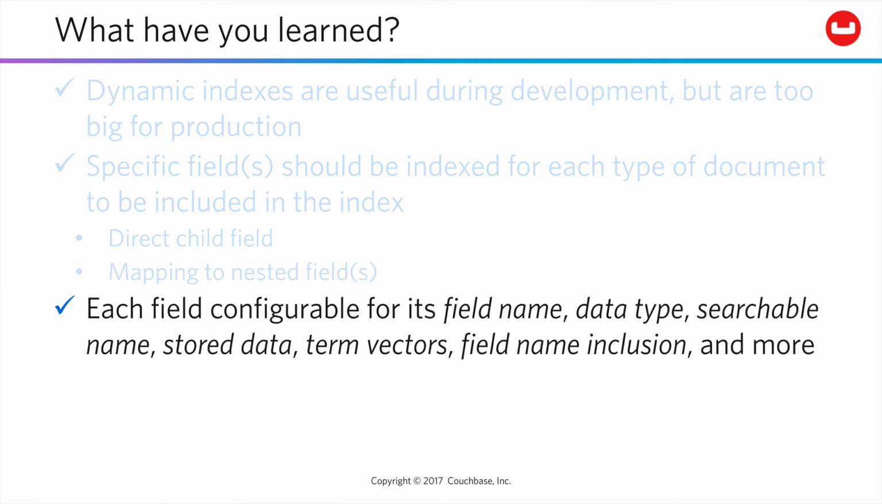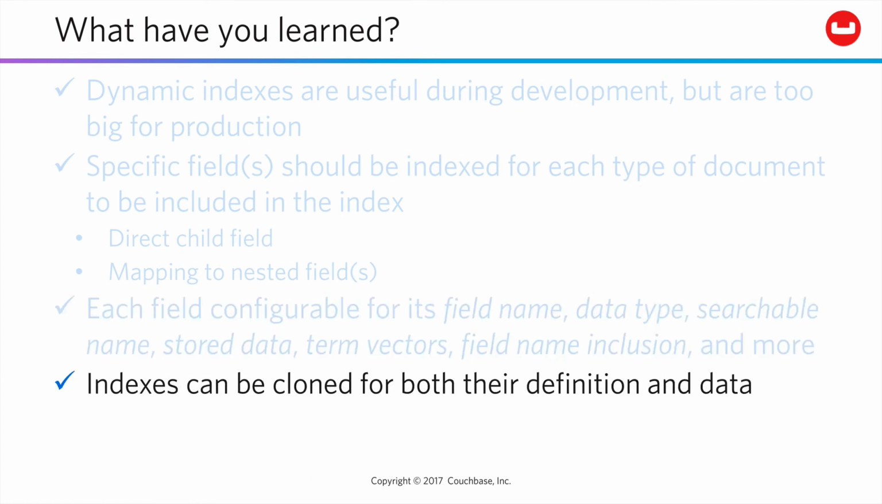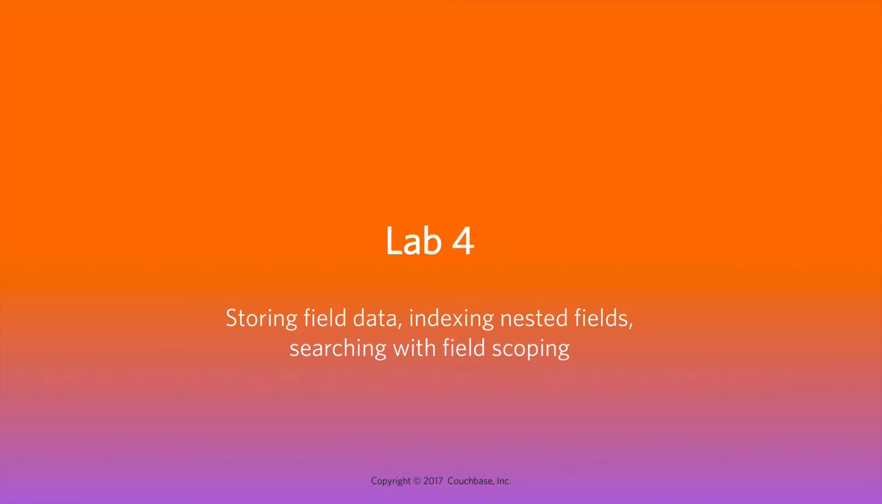Each field to be indexed is configured as to its name, data type, searchable name, whether its data should be stored, whether term vectors should be included with stored data, and whether or not field scoping is required based on whether or not that field name is included in the all field. There's more as well. We also saw that you can clone indexes, which is helpful when updating from behind an alias. In this lab, you're going to play with stored field data a bit. You'll also index nested fields and search specific fields via field scoping of your search terms, all going a bit beyond what we saw here on the slides.